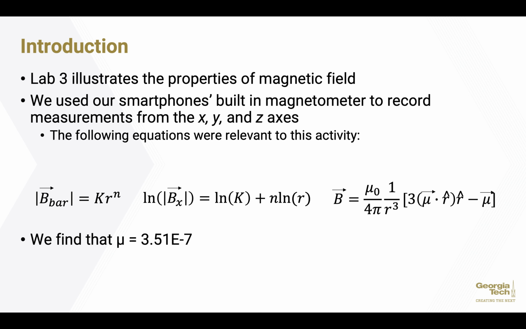Today I am going to be discussing Lab 3 for my Physics 2212 class. In this lab, we illustrated the properties of magnetic field. Using the built-in magnetometer in our smartphones, we were able to record measurements of a bar magnet from the X, Y, and Z axes. Using the equations on screen now, we were able to determine that mu, or the magnitude of the magnetic moment of our magnet, was 3.51 times 10 to the minus 7. We were also able to model the off-axis magnetic field in GlowScript later.